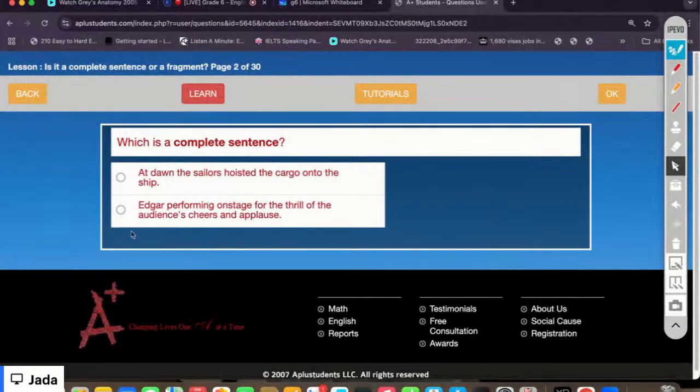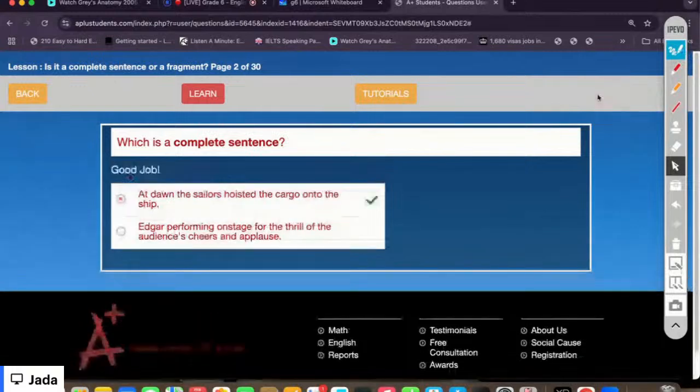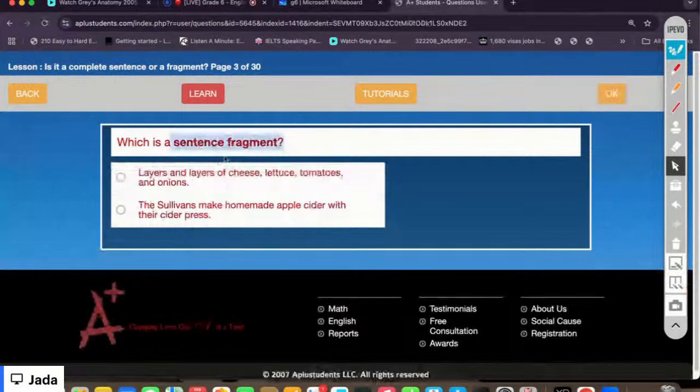So, if you look at the second sentence, it is missing a helping verb. That sentence is not balanced, so it has to be the first, which is the complete sentence. Now, which is the sentence fragment? Layers and layers of cheese, lettuce, tomatoes, and onions. The Sullivans make homemade apple cider with their cider press. What do you think is the sentence fragment here?